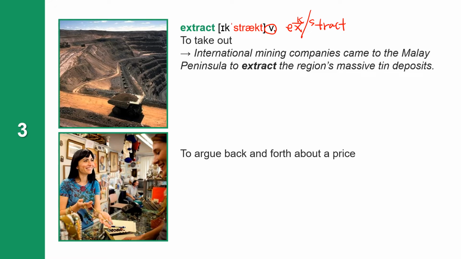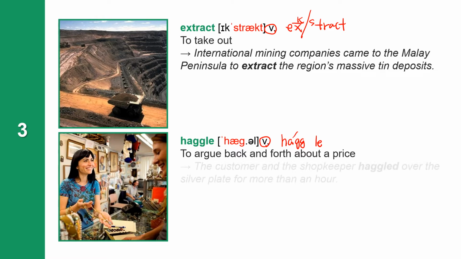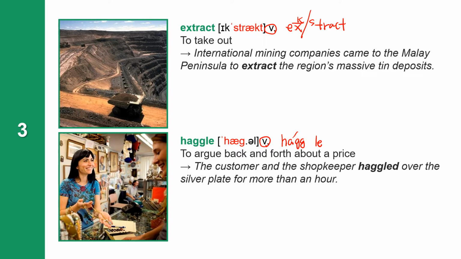To argue back and forth about a price is haggle. Haggle is a verb and it has 2 syllables, H-A-G-G-L-E. Accent on the first syllable, haggle. Haggle means to argue back and forth about a price. The customer and the shopkeeper haggled over the silver plate for more than an hour.